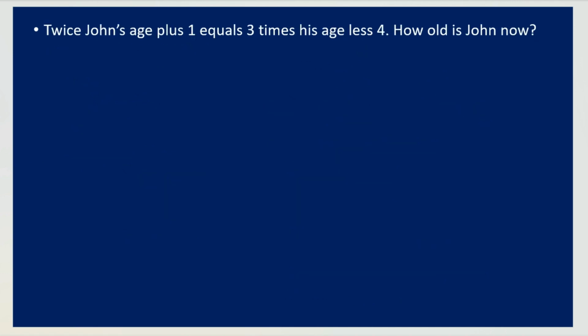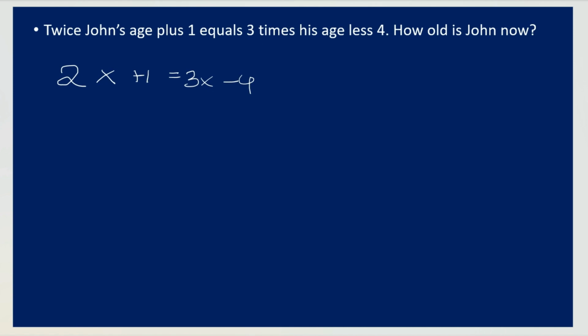Twice John's age plus 1 equals 3 times his age plus 4. How old is John now? Okay, so here it seems confusing, but just read it slowly and you will get it. Twice, so we know there's going to be a 2. John's age, so we'll just say John's age is x. Twice John's age plus 1, so plus 1 equals 3 times his age less 4. Okay, so 3 times his age. So when it says his age, it's the same one. So we're going to use the same variable. Less 4, so minus 4.